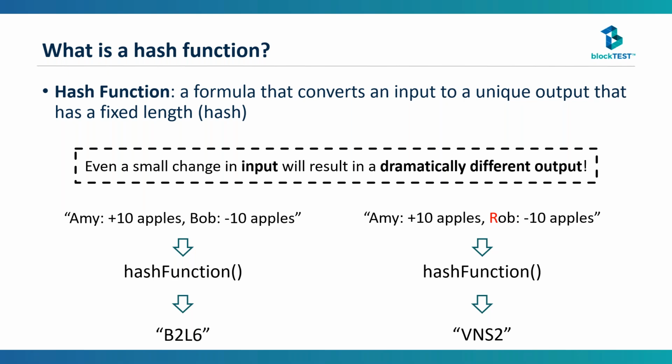One key point to know is that even if you change a little bit of the input, the hash function would produce a dramatically different output. Say on the right, you can see if someone changed Bob's name to Rob, the hash function would produce a completely different output. So each hash uniquely represents the original data, and that's really important to blockchain, as you can see in the next slide when we are trying to add a block.